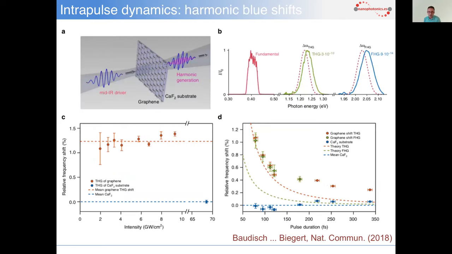An interesting effect that was observed was that because of this intra-pulse dynamics, the response of the material is changing while the pulse is passing through it, and as a result you have some blue shifts of the spectra. The harmonic peaks, the third and the fifth harmonic in this case, move to higher energy with respect to just three times or five times the energy, right?